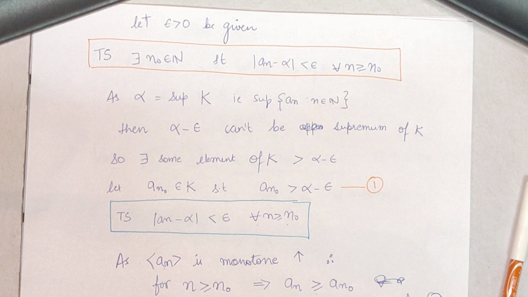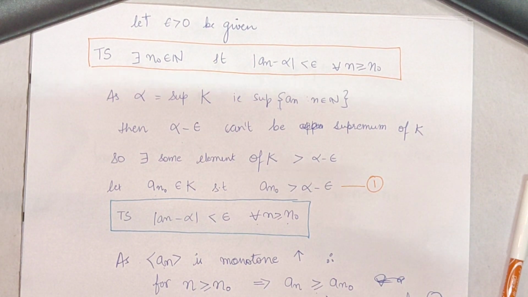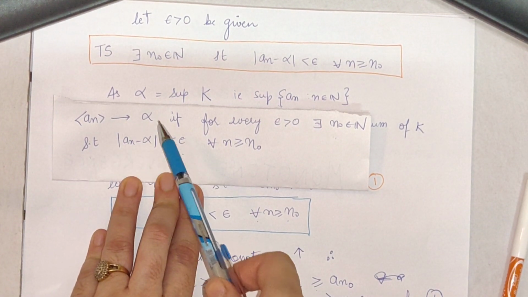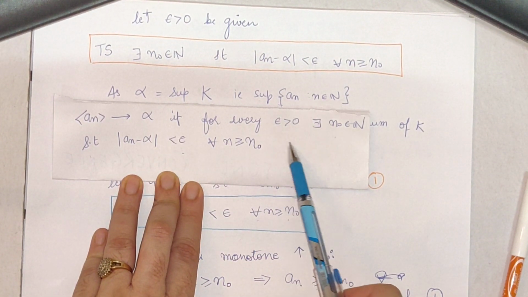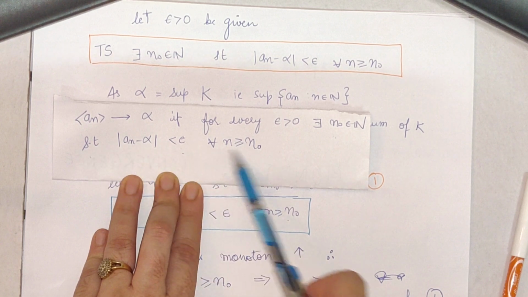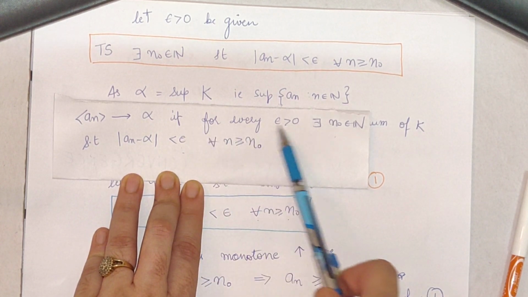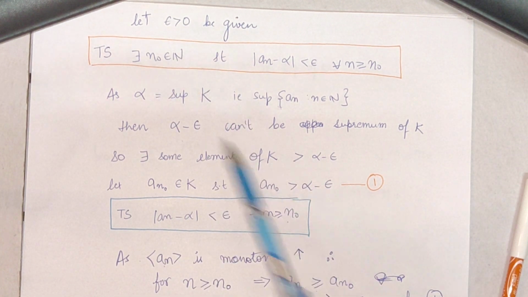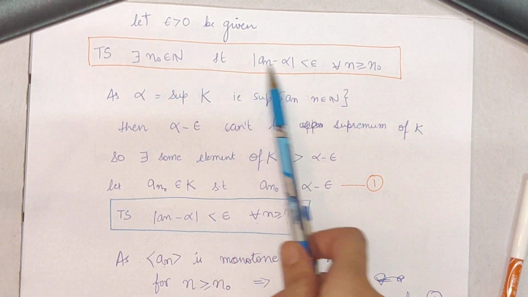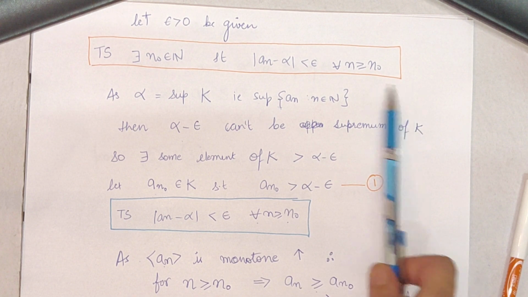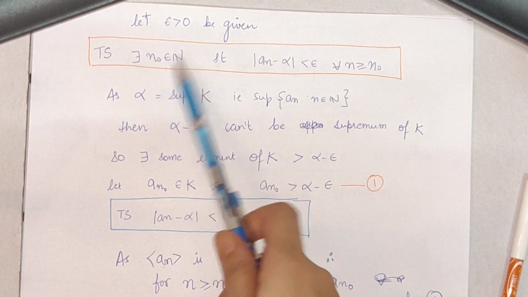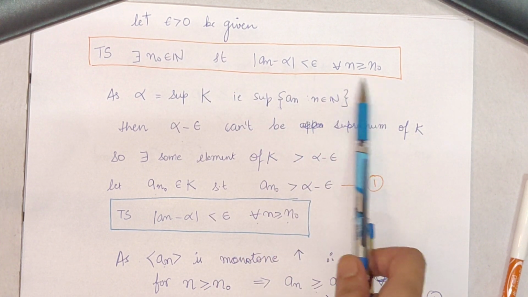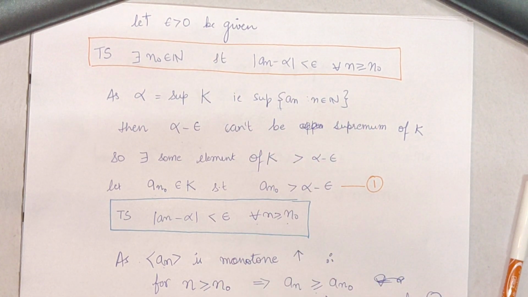To prove the convergence, this is the definition. An converges to alpha if for every epsilon greater than 0 there is n naught such that this happens. So we have to begin with arbitrary epsilon. We have done that. Let epsilon greater than 0 be arbitrary. We have to show the existence of n naught first, and then after n naught is there, we have to show for every n greater than or equal to n naught this happens.